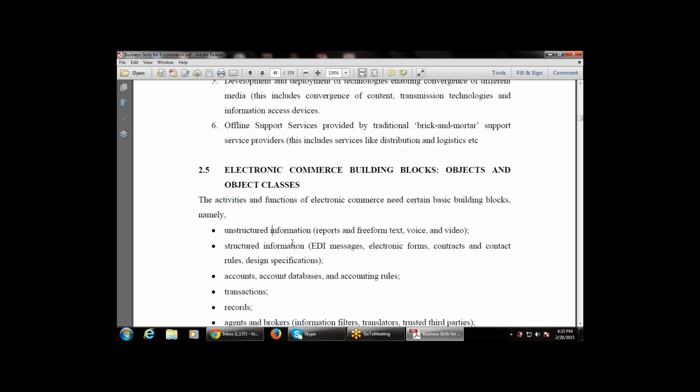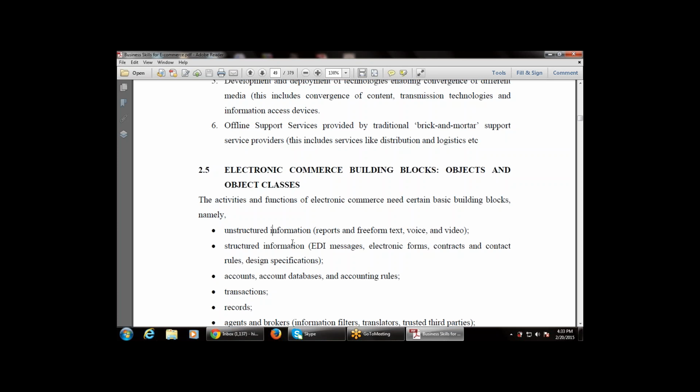Then structured information. The first one is unstructured information, the next one is structured information, that is EDI messages, electronic forms, contracts, contract rules, design specifications. That is the second one, structured information. Then accounts, account databases, accounting rules. That is the third block that is used.